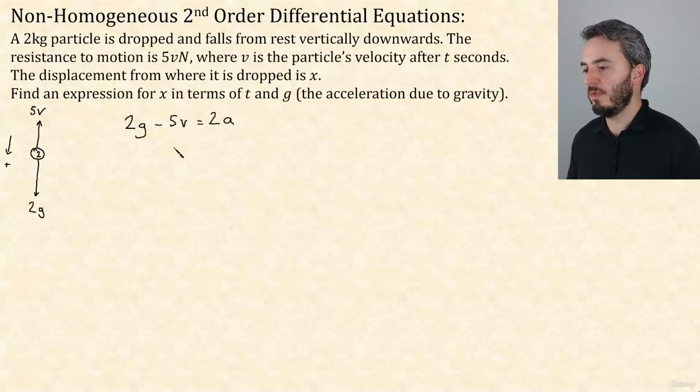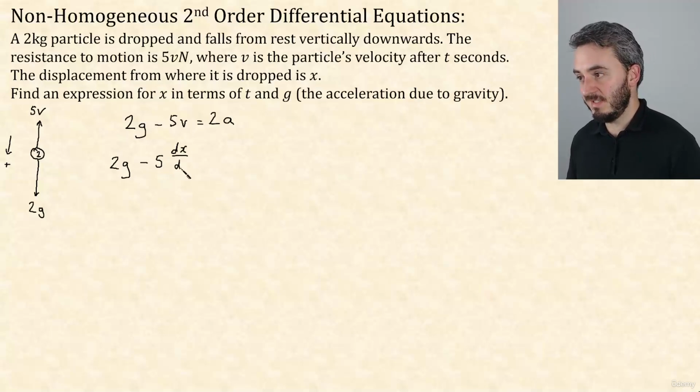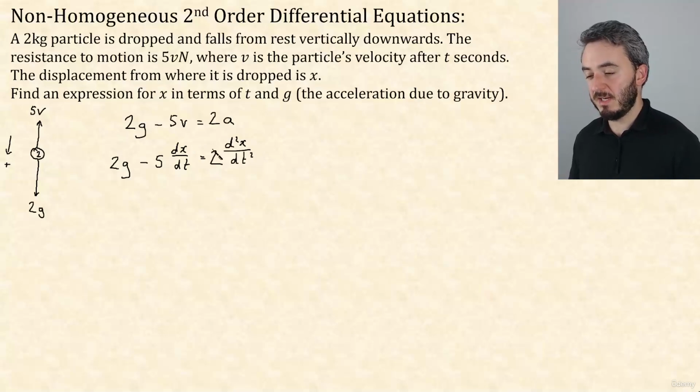But also remember that v is the derivative of displacement with respect to time. So that's 5 dx by dt. And acceleration is the second derivative of displacement, d2x by dt squared. And here is our second order differential equation. Let's shuffle this around to make it look a bit more familiar.